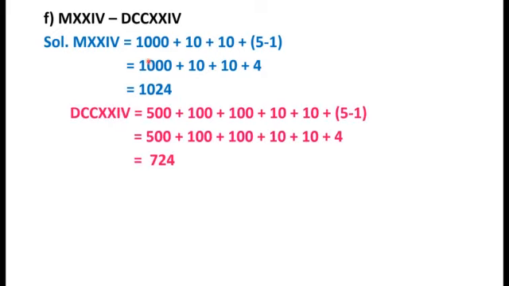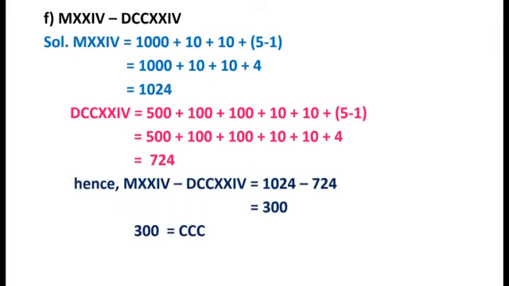You can see here for DCCXXIV we have D. Okay, D stands for 500, so we have written here 500 plus C. C is for 100 plus again C. C is for again 100, and XX is for 10, so 10 plus 10 and IV. Okay, IV means 5 minus 1. So when we solve the bracket over here, 5 minus 1, we will get 4, and the rest we have written as it is. Now when we add all this, we will get 724.